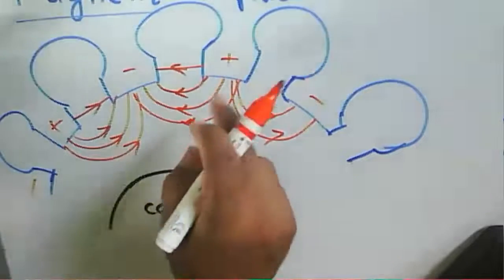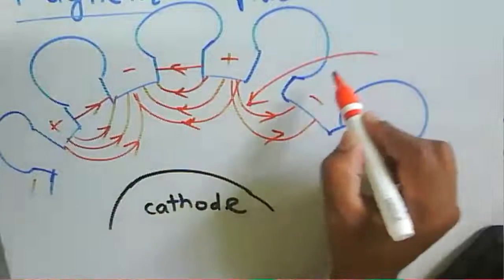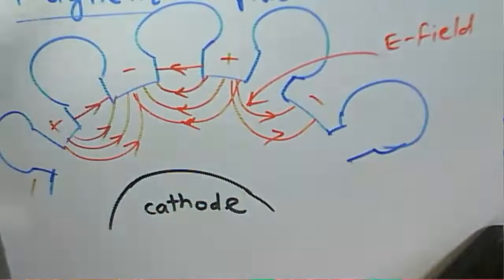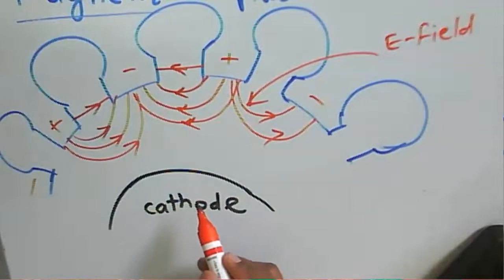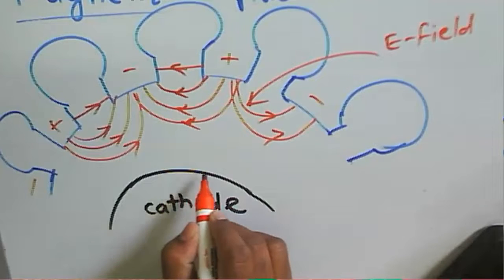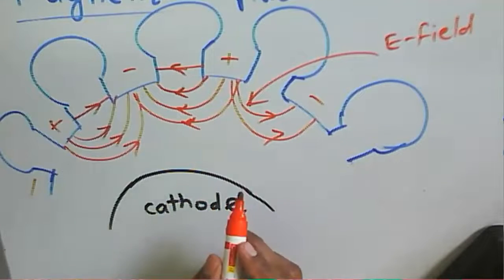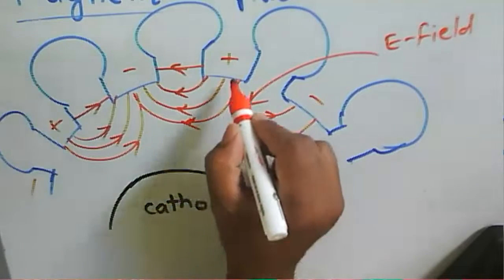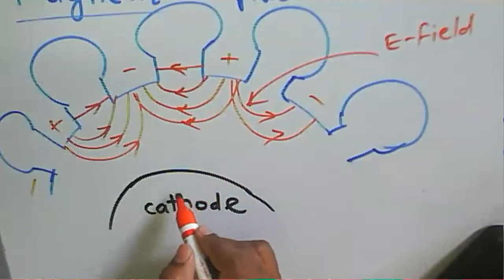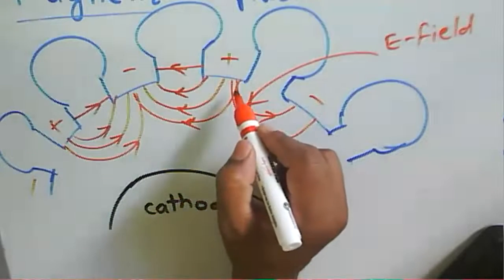Right. So this one is about the electric field. This one is called an electric field. And now the cathode. Electron emits from the cathode. It will reach the anode here. Electron emitted from the cathode will reach the anode.